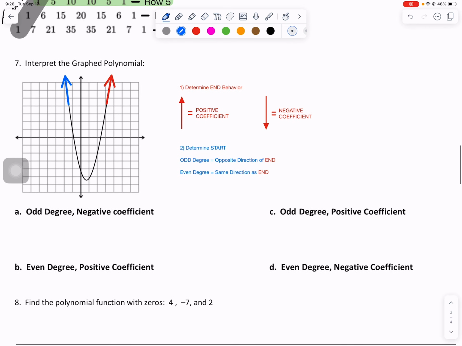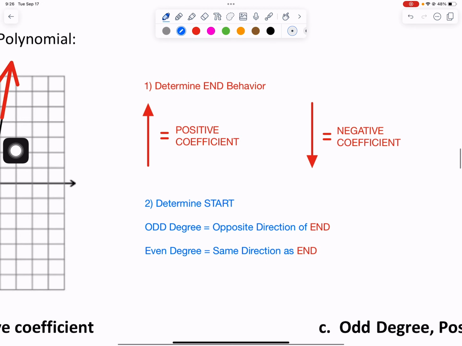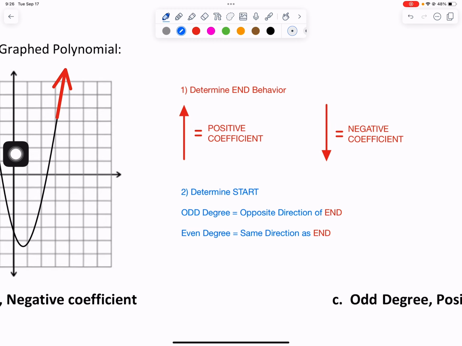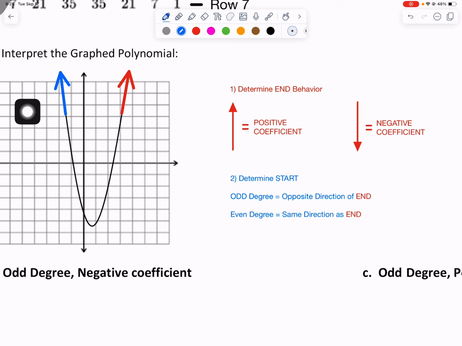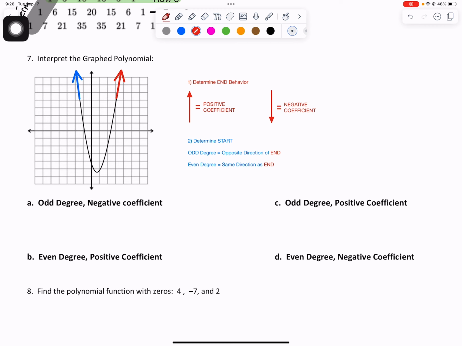All right, number 7, moving forward, interpret the graph polynomial. First thing we want to do is determine the end behavior. If it ends going upwards, we're going to have a positive coefficient. We read the graph function from left to right. So blue's our start. Our red is our end. It's going up into the positives, meaning we need to have a positive coefficient. So anything with a negative coefficient, we're going to eliminate. Get rid of it.